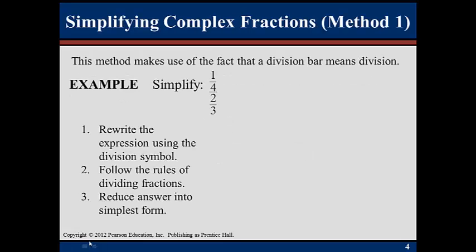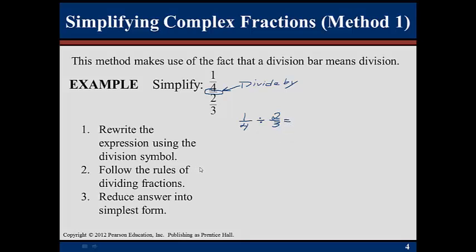Now, how do we simplify complex fractions? There are two methods. The first method is very useful if you have a single fraction in your numerator and a single fraction in your denominator. So for this example, it says simplify 1/4 divided by 2/3. The first thing you're going to do is realize that this fraction bar is the same as saying divided by. So you can rewrite this. Step one is to rewrite the expression using the division symbol. So we have 1/4 divided by 2/3.